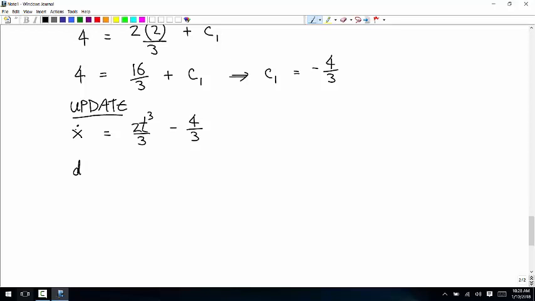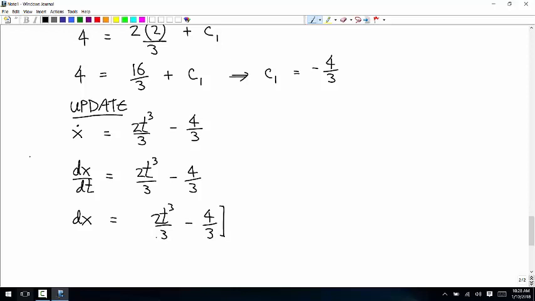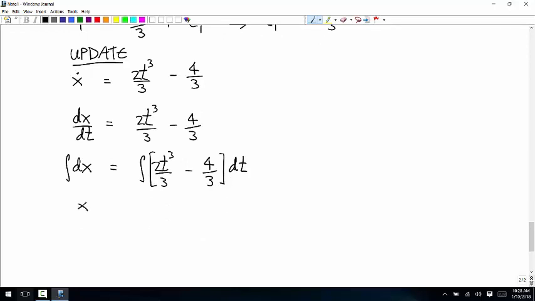And now I'll go to the next step. I'm going to rewrite x dot as dx dt. And that's equal to 2t cubed over 3 minus 4 thirds. Separate. You get dx is equal to 2t cubed over 3 minus 4 thirds dt. Integrate both sides. So x is equal to, integrate this with respect to time, you get 2t to the 4th over 12, so that's t to the 4th over 6, minus 4t over 3. Combine the two constants of integration. I'll call that C2.